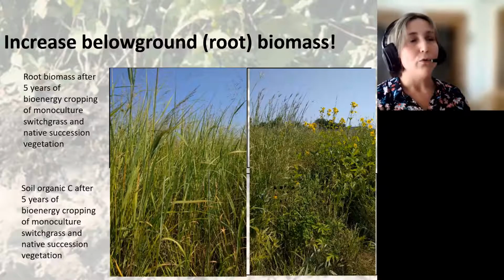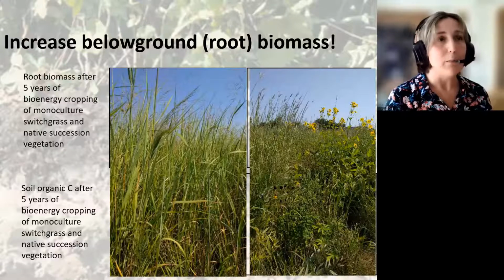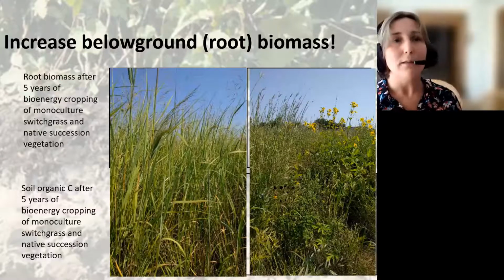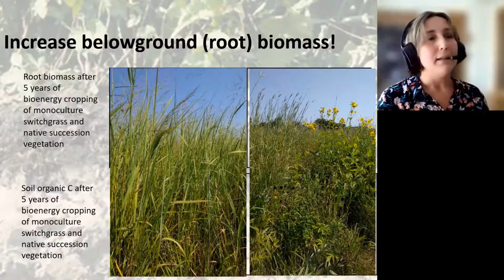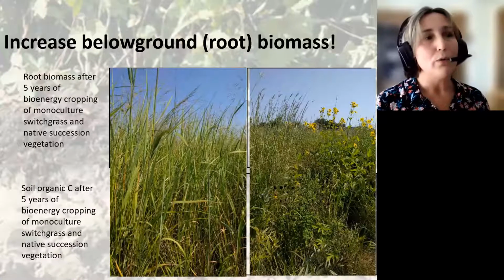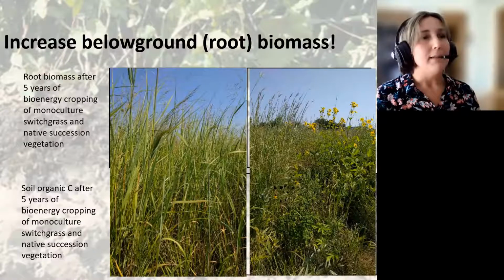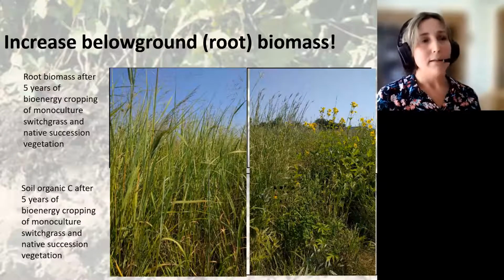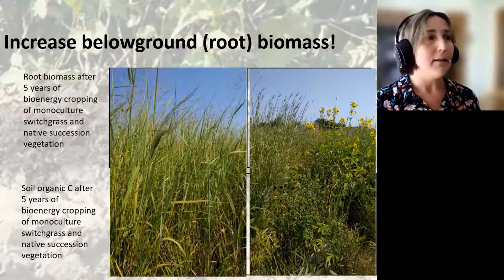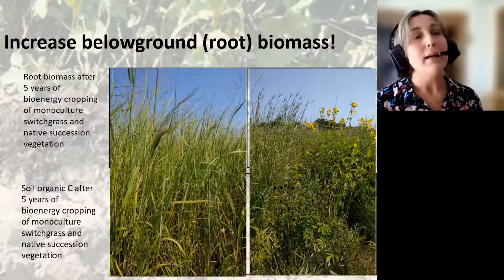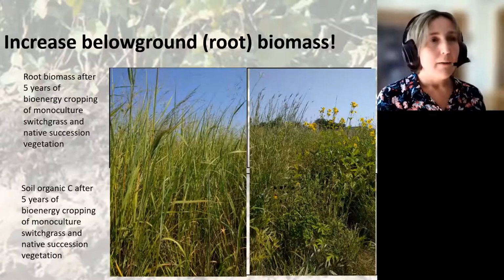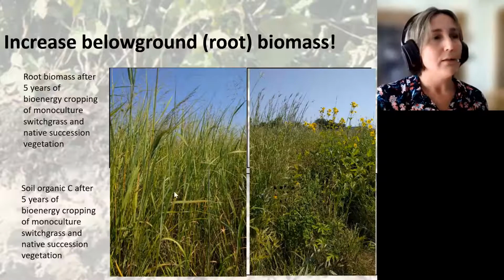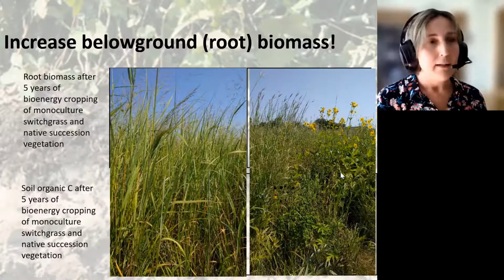What I would like to show you is an example showing that root biomass is not everything we should be focusing on. And here I want to show you the results from two systems. One is monoculture switchgrass, another is native succession vegetation, basically old field vegetation. You have the picture of those switchgrass and old field here.